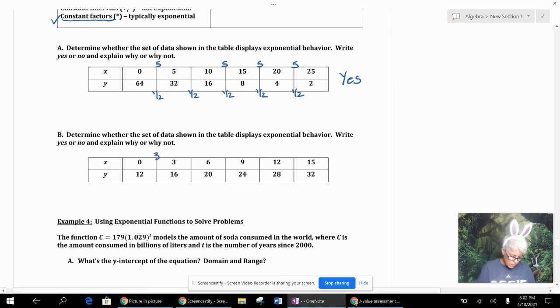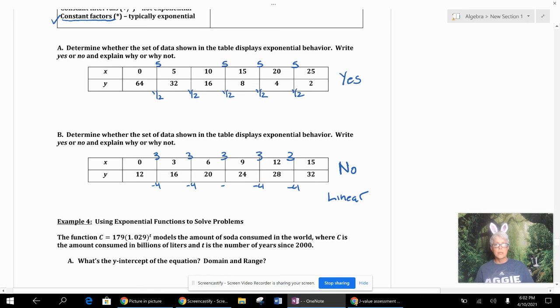This one's going up by 3s. And then here, it looks like it's going down by 4s. So this would be a no. This one would be linear.